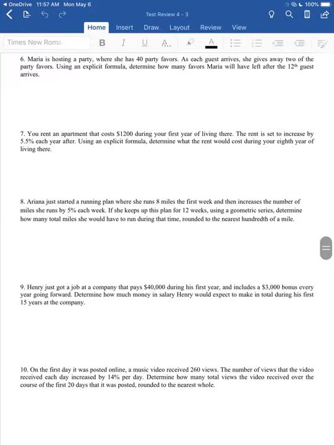For number 6, she's hosting a party, 40 party favors. She bought 40, and as each guest arrives, she gives away 2 of them. So here, a sub 0 is actually 40. After the first guest arrives, she gives 2 of the 40 away, so a sub 1 is actually 38, because she gives 2 away each time. Because you're giving 2 away each time, this is arithmetic. I shouldn't really say subtracting, you are adding a negative 2.